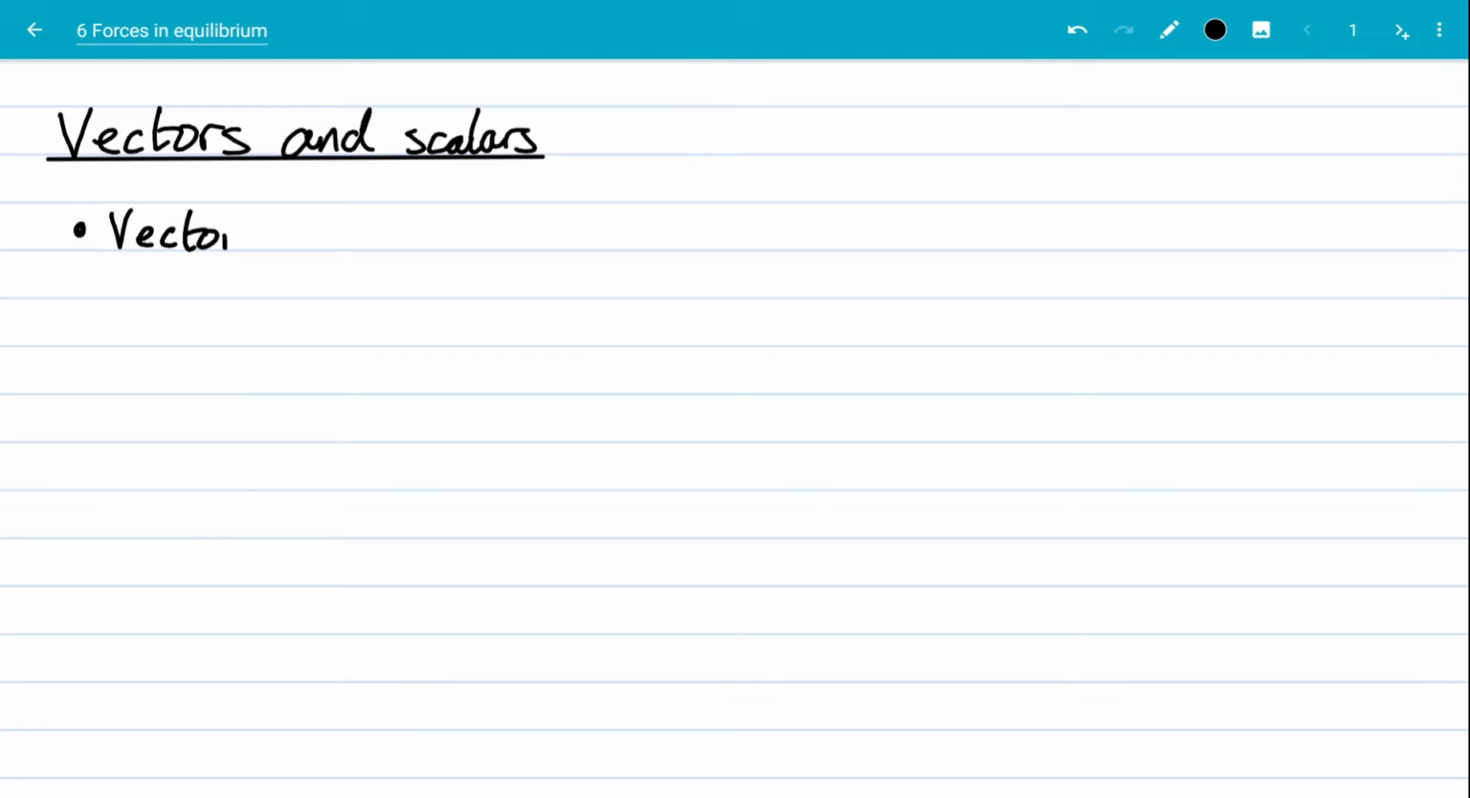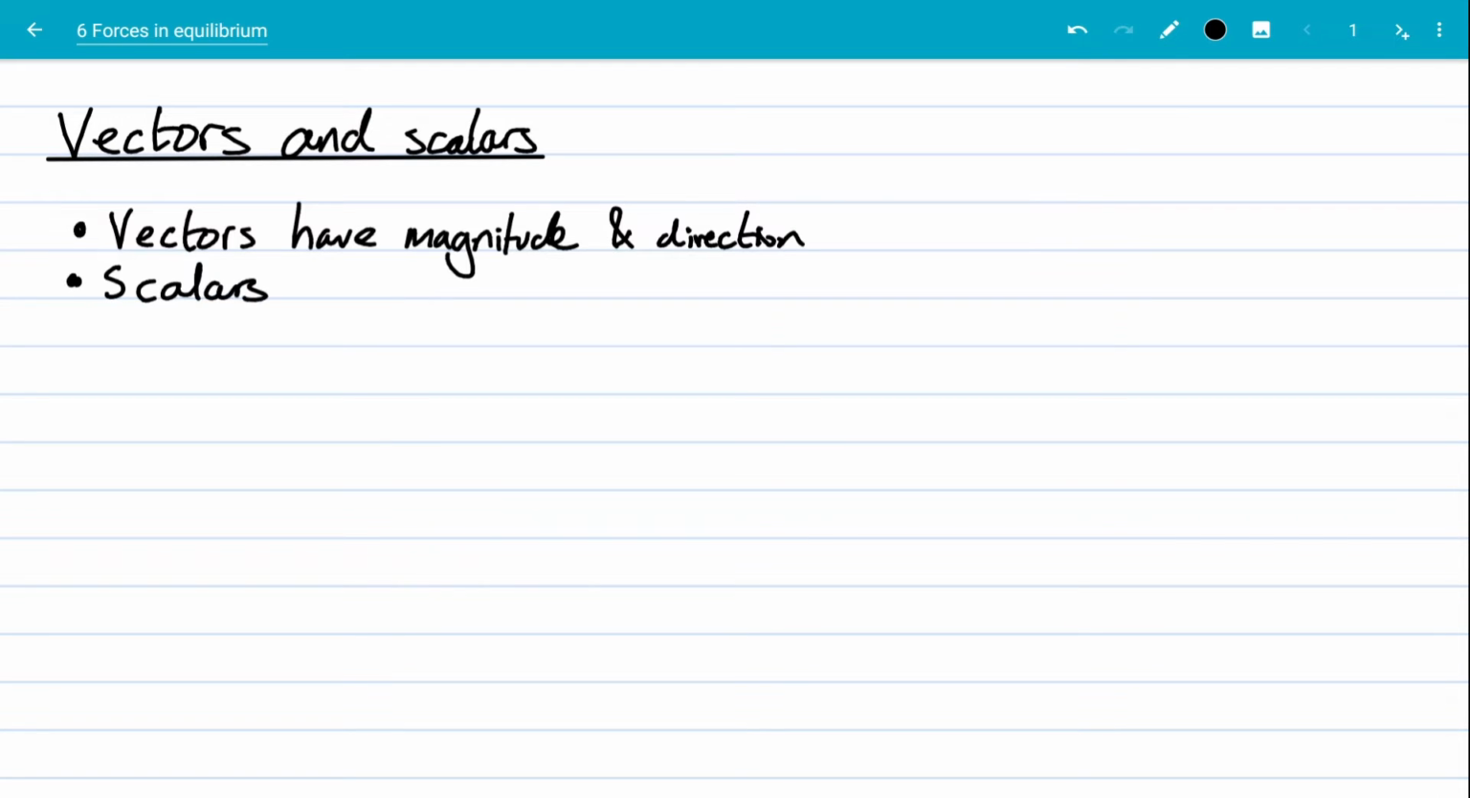Vectors have magnitude and, this is the important thing, direction, but scalars have magnitude and no direction.